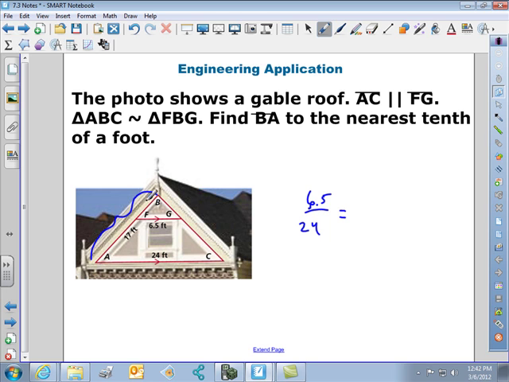Now, we don't know the measure of this smaller triangle, so it's a little tricky. I'm going to call this measure right here x. So I'll say 6.5 is to 24 as x is to, and the measure of this side will be 17 plus x. So when I cross multiply, I'm going to take 6.5 times 17 plus x and set that equal to the other cross product, which would be 24x.